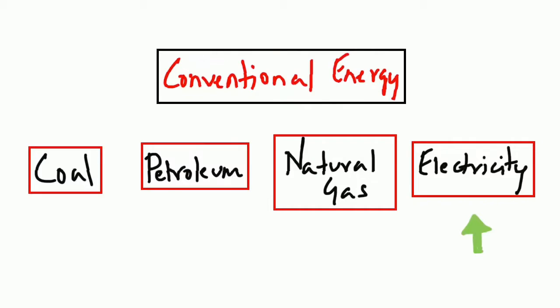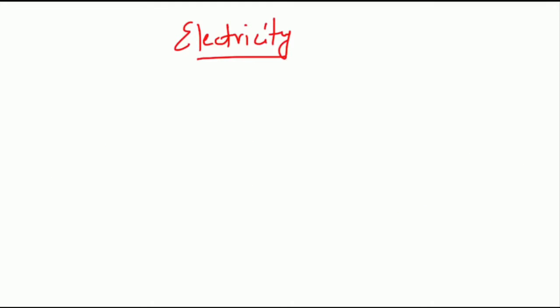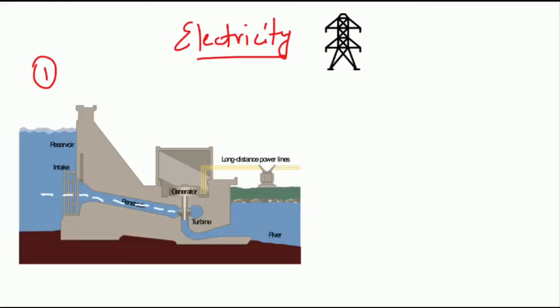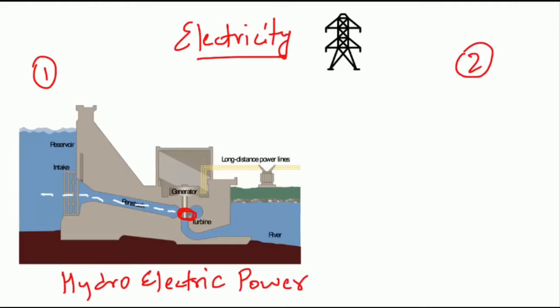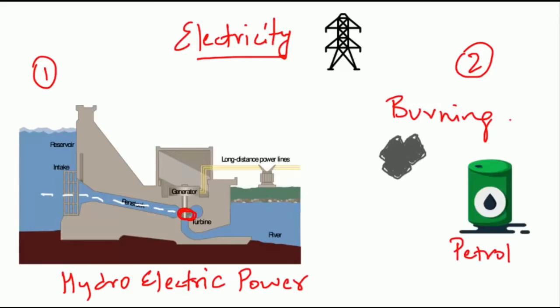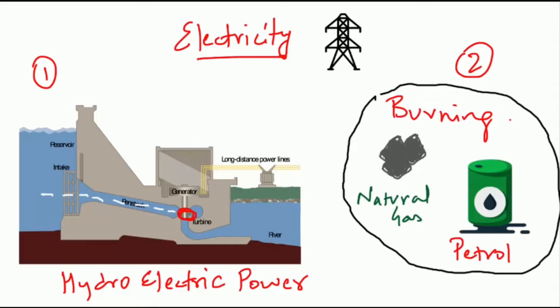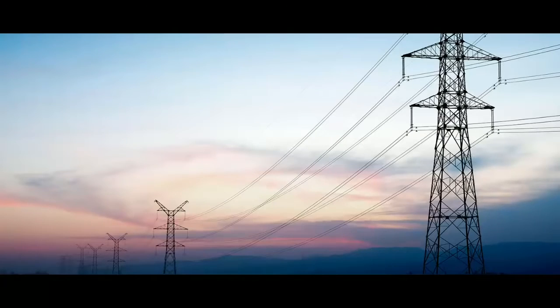The fourth type of conventional energy is electricity. Now, electricity is generated mainly in two ways. Number one, running water, which drives hydro turbines to generate hydroelectricity. And the second way is by burning other fuels such as coal, petroleum, and natural gas to drive turbines to produce thermal power. So in both the manner, the electricity generated is the same.